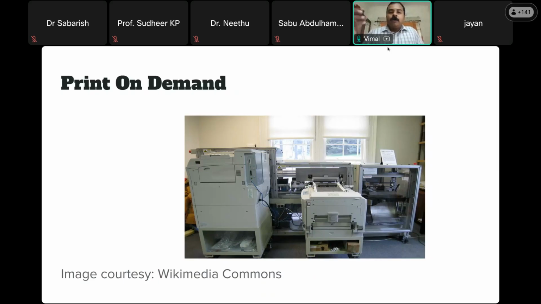There is no need to print copies in advance, expecting or waiting for the reader. Otherwise, we know if you want to print a book, you need a minimum of 100 copies or 500 copies if you go for offset printing. Using this print on demand press, we can print a minimum of 1 copy. No need to print a lot of copies waiting for the reader.